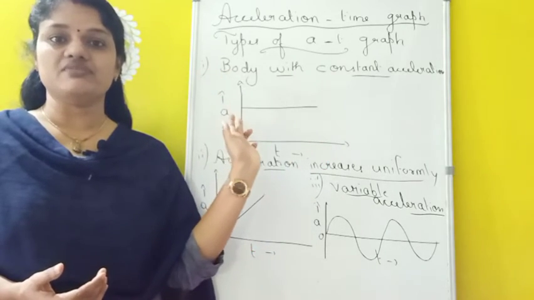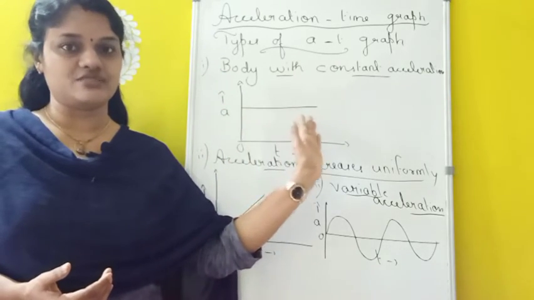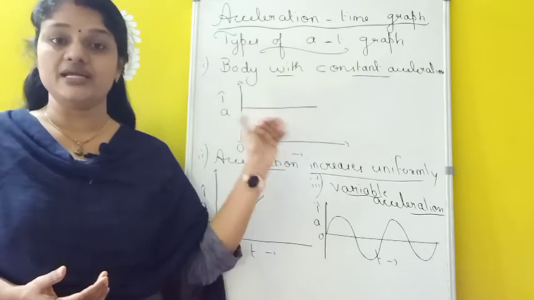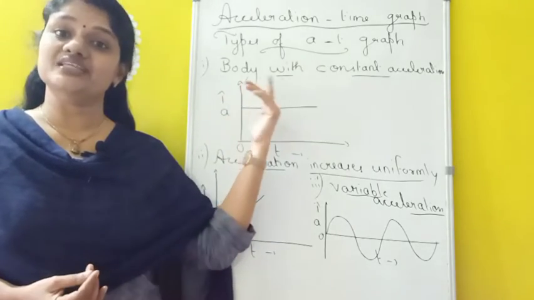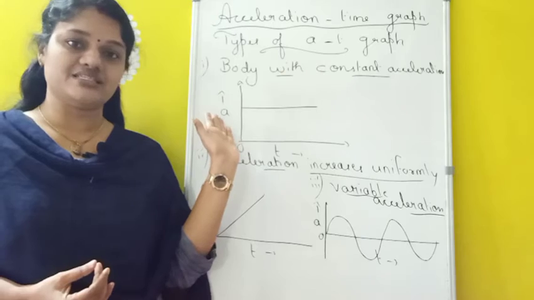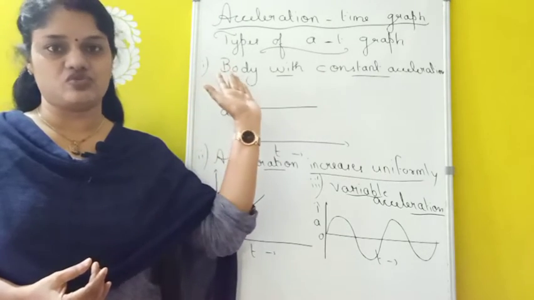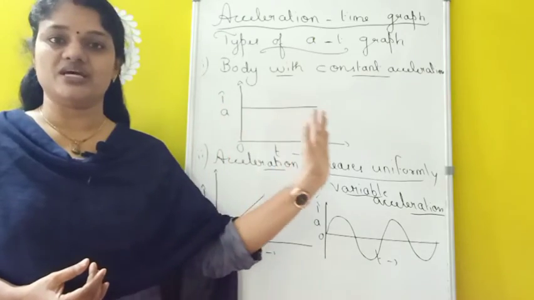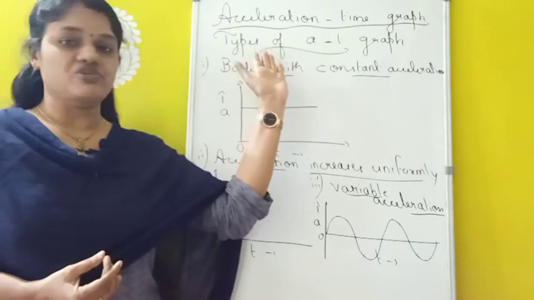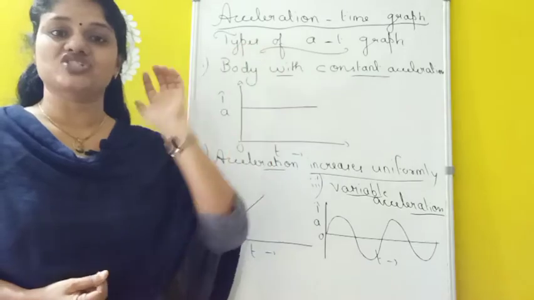So always time will be coming along which axis? X-axis, because this time is an independent quantity. This time will not depend on any other physical quantity. Okay, so here this acceleration is depending on which one? Time. So this acceleration comes along which direction? Y-axis, and this time along which direction? X-axis. Now we have to study about the different types of acceleration time graph.